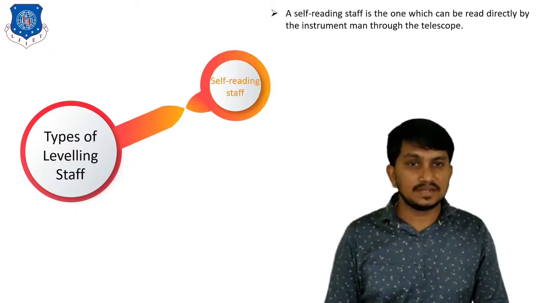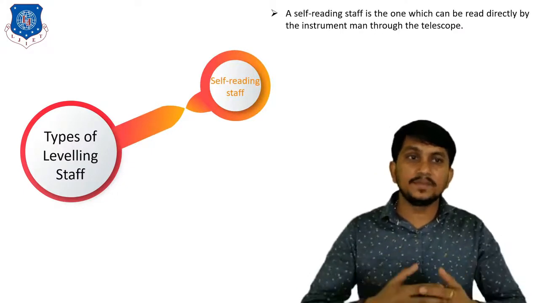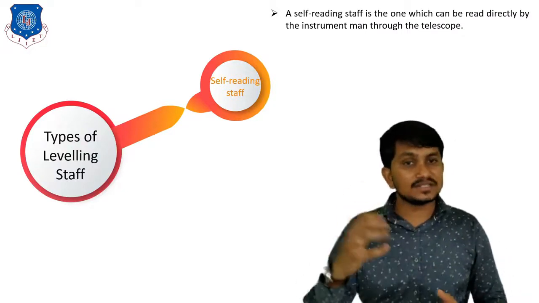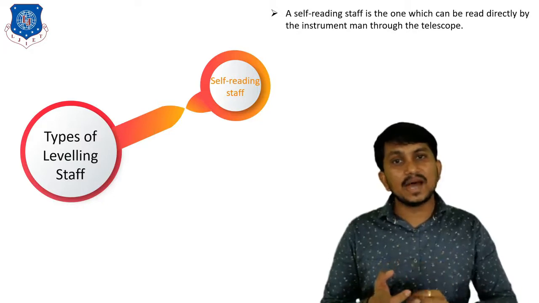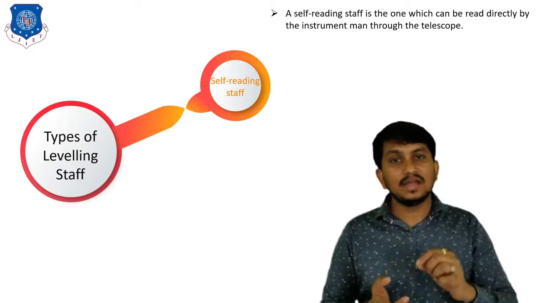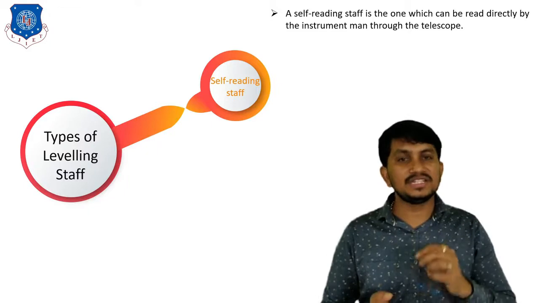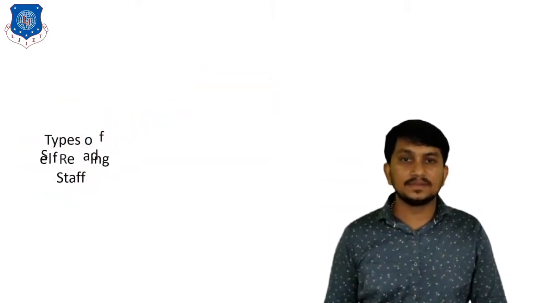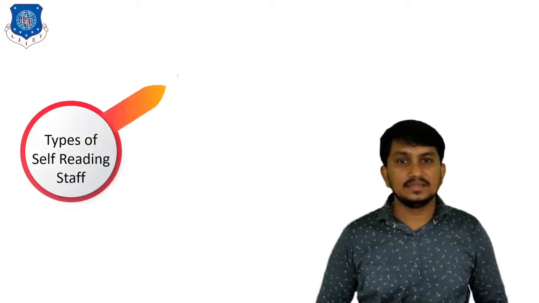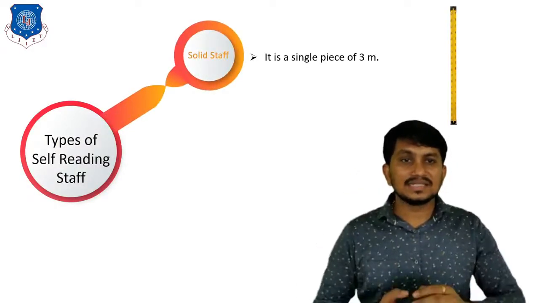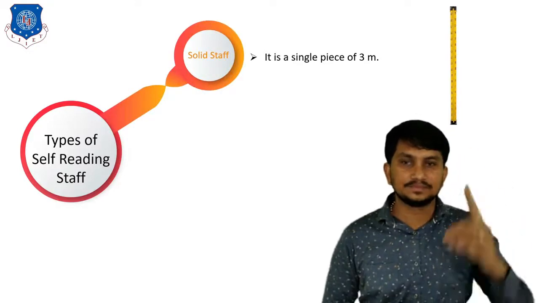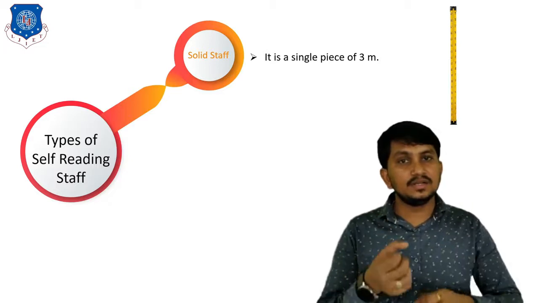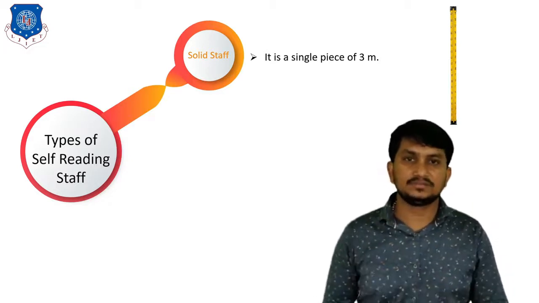First is self-reading staff. It is the one which can be read directly by the instrument man through the telescope. In self-reading staff, the readings are taken by the man who is at the dumpy level or at the instrument. This self-reading staff is of various types. First is solid staff. It is a single piece of 3 meters like this. Its length cannot be adjusted. We have to take this 3-meter solid staff while traveling.